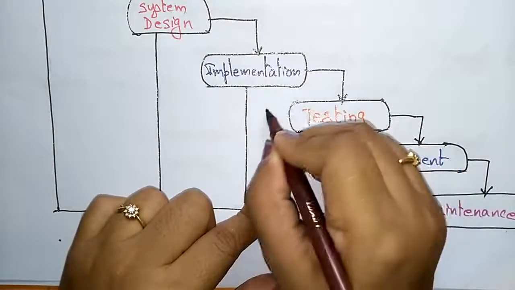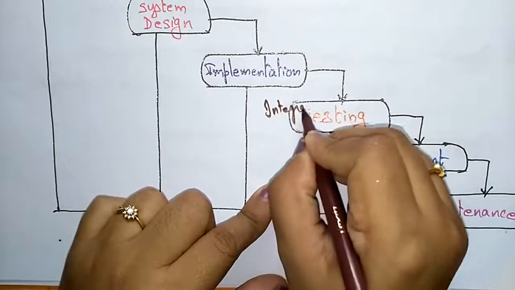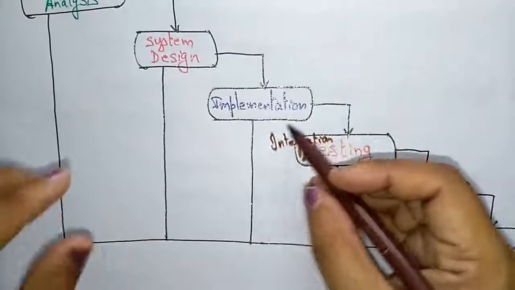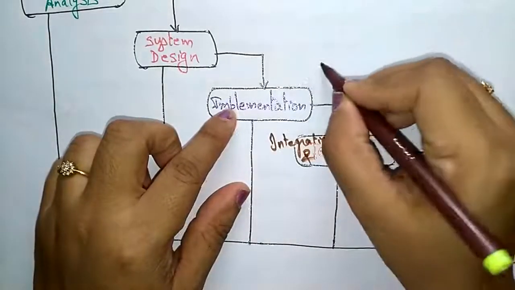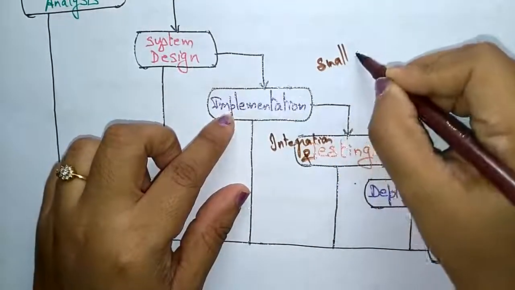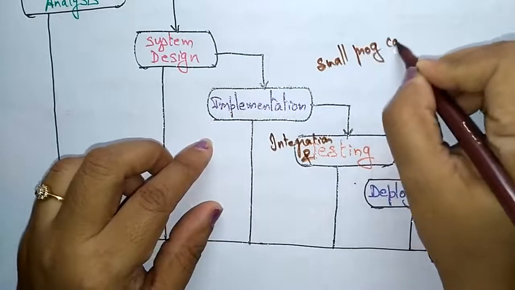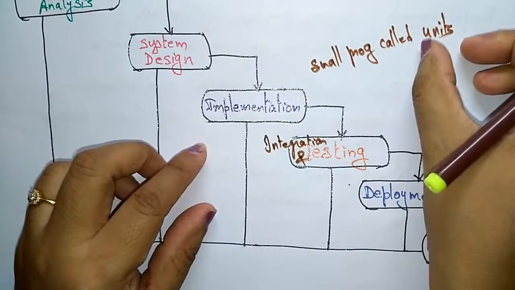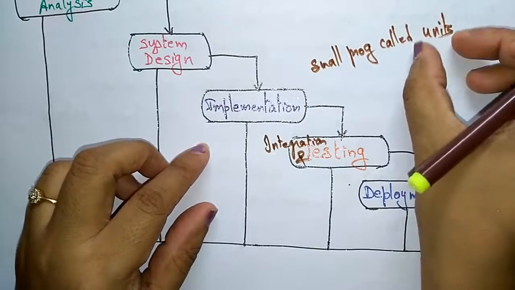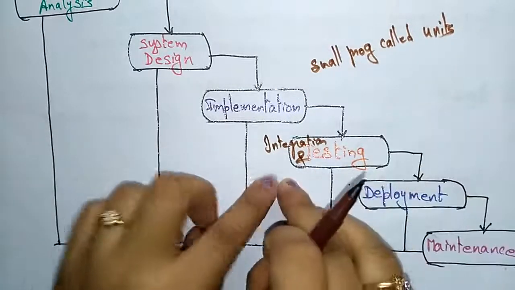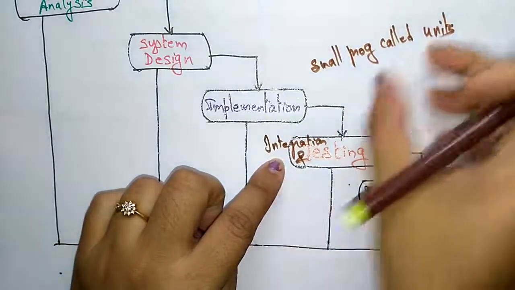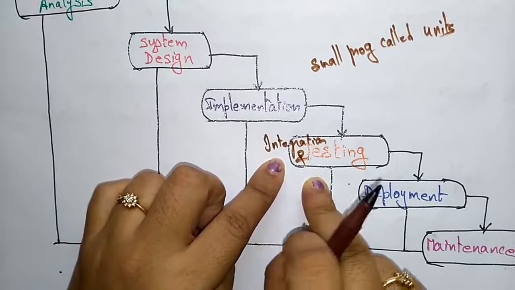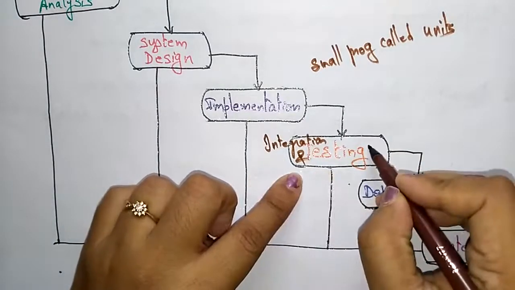Let me write one more point: integration and testing. So here I'm making small programs called units. Each unit we are testing. After that you have to combine all units, which you call integration. All units are integrated and the complete product is tested for any faults and failures in this phase.